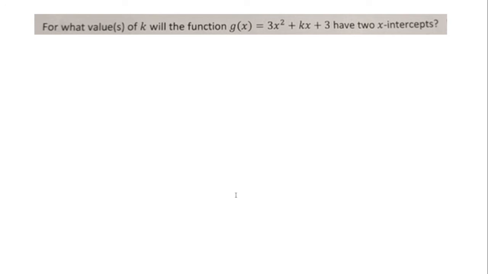We want to find for what values of k will the function g of x equals 3x squared plus kx plus 3 have two x-intercepts. So in order to do this problem, we have to look at the discriminant. The discriminant is defined to be b squared minus 4ac. In order for g of x to have two x-intercepts, the discriminant has to be positive.